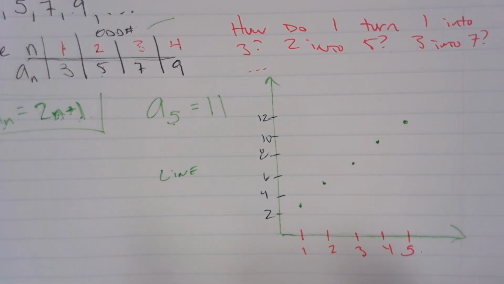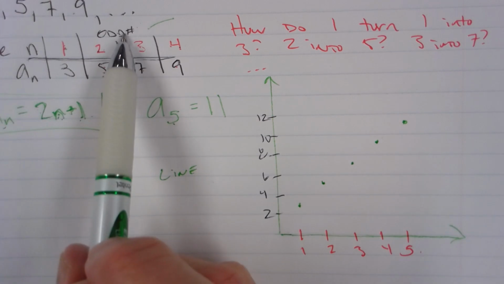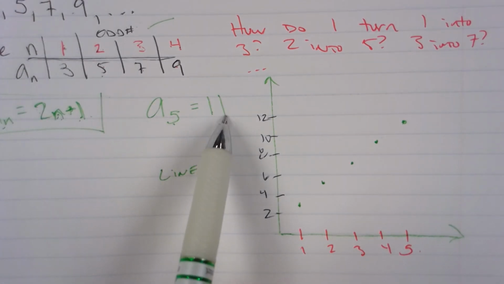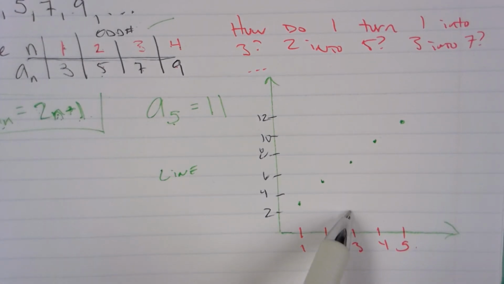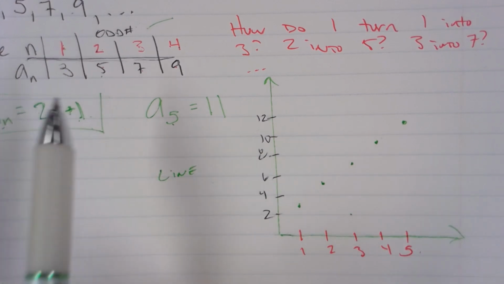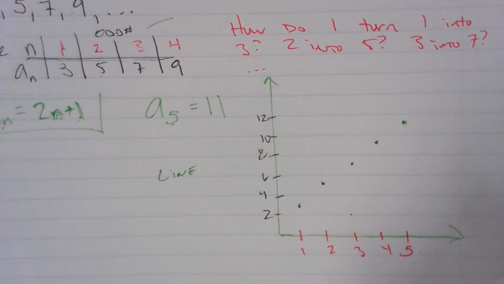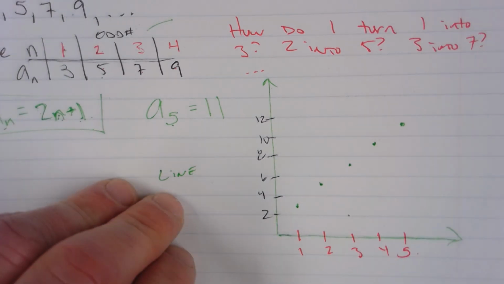All right, so we described the pattern, we found the next term, we graphed the first 5 terms, and then we wrote a rule, which is an equation, for the sequence. Okay, let's see if we can do number 5.